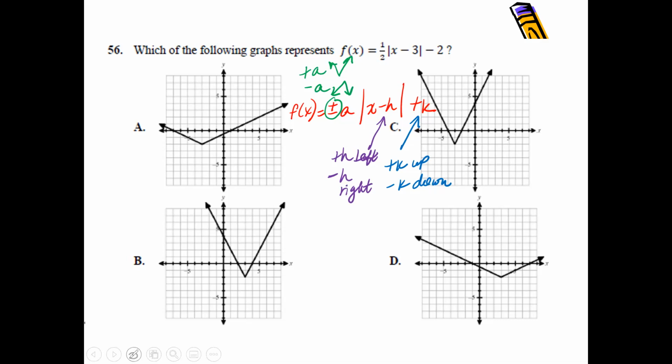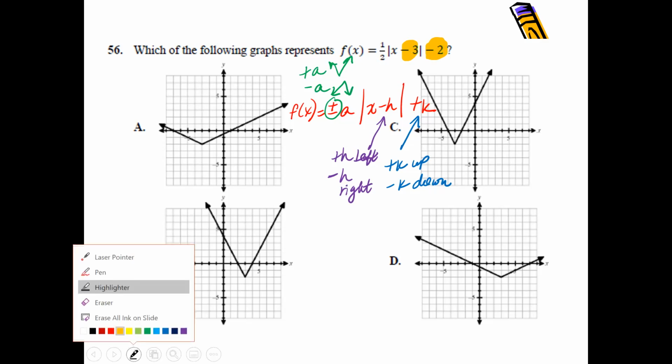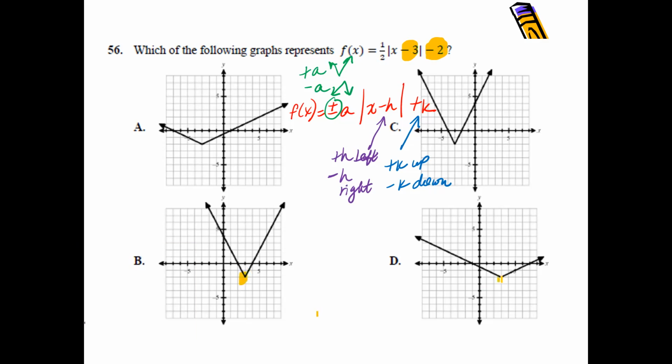Okay, so then with that said, let's take a look what we have, okay? Minus 2 means that it's going to go 2 down. Negative 3 means that it's going to go 3 to the right. So which graph looks like it's going 2 down and 3 to the right? I don't know about you, but it looks like B and D, right? So it cannot be C and it cannot be A.